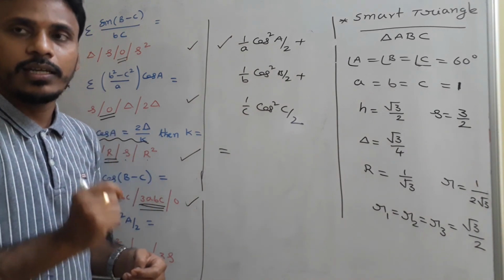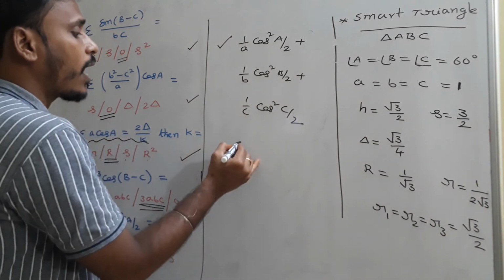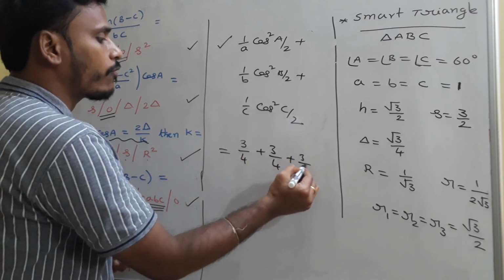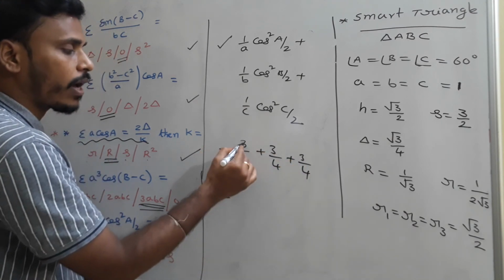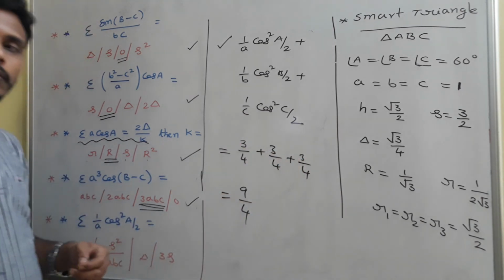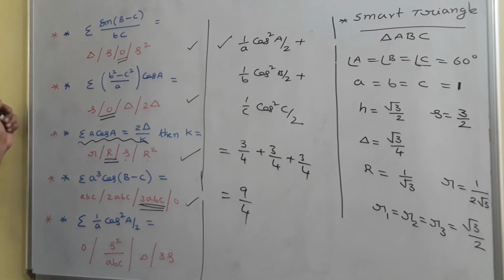What is cos 30? Cos 30 is root 3 by 2 and its square is 3 by 4. So at the end 3 by 4 plus 3 by 4 plus 3 by 4. When you simplify, 3 plus 3 plus 3, that is 9 by 4. So now choose one option which gives you 9 by 4.